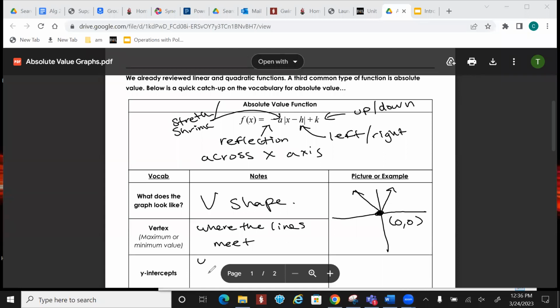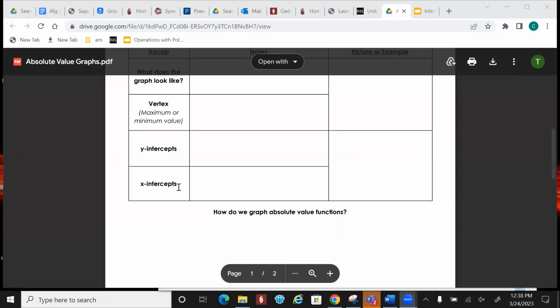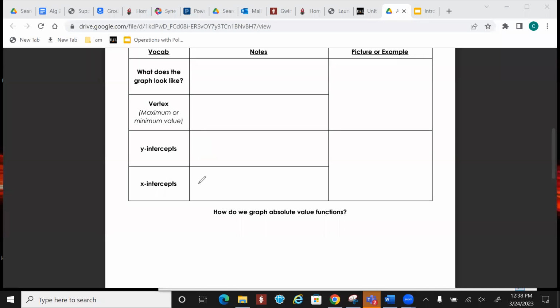Y-intercept is where it crosses the y-axis. So that's going to be where we plug in x equals 0. We substitute that in, and it's where it's going to cross the y-axis. For x-intercepts, that's where it's going to cross the x-axis. Y-intercepts, that's where it crosses the y-axis. This is where you would substitute in x equals 0. For the x-intercepts, that's going to be where y equals 0.